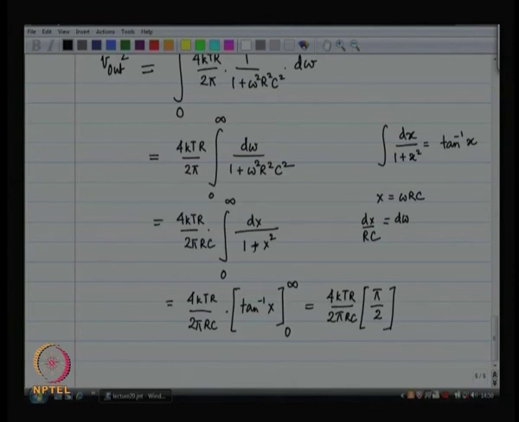All right. And now you do the simplification, and all of the 2's will go, pi will go, R will cancel out. All you are going to be left with is kT over C. Surprise, surprise. What did we just do? What have we done over here?